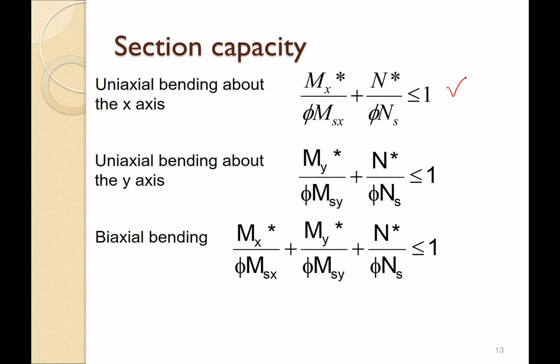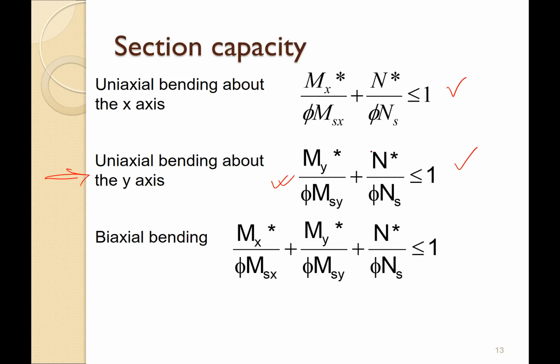Now, similarly, when you consider uniaxial bending about the y-axis, then the expression is like that. Can you see that these expressions are actually similar? The only change that has happened is that instead of x, we have written y here. And you can see in this case, both bending and buckling will happen in the same plane. We are not talking about this here, only section capacity, but it's good to think that in this case, both will happen in the same plane.